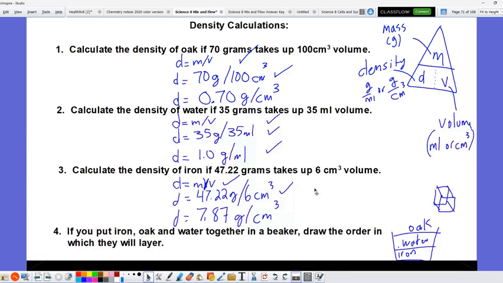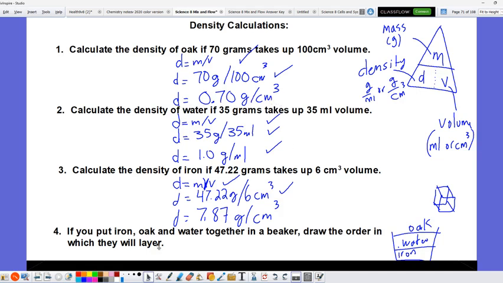And then we did some calculations with density. So here we can see 70 grams takes up 100 centimeters cubed. There is our triangle. So cover up density, we have mass divided by volume. And so 70 grams divided by 100 centimeters cubed. Density is 0.7 grams per centimeter cubed.